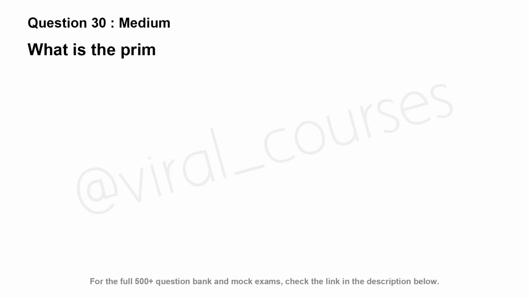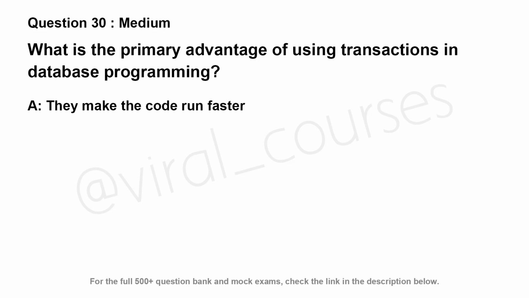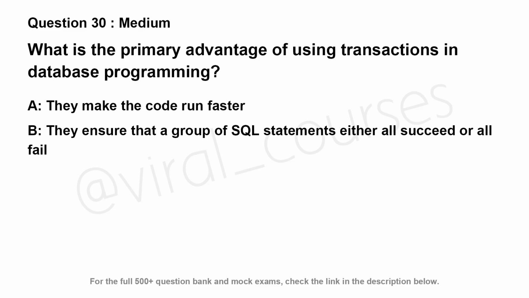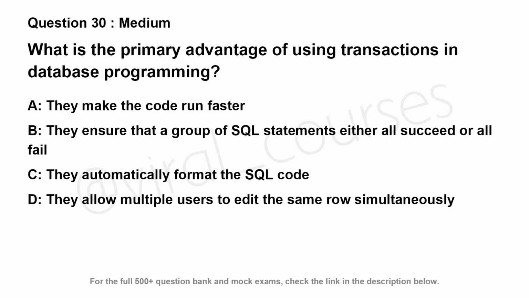What is the primary advantage of using transactions in database programming? Option A, they make the code run faster. Option B, they ensure that a group of SQL statements either all succeed or all fail. Option C, they automatically format the SQL code. Option D, they allow multiple users to edit the same row simultaneously.